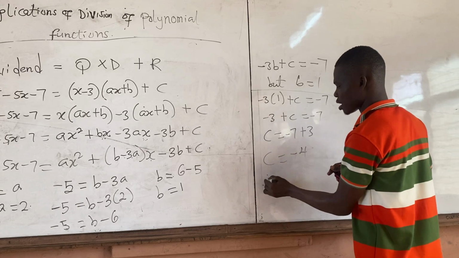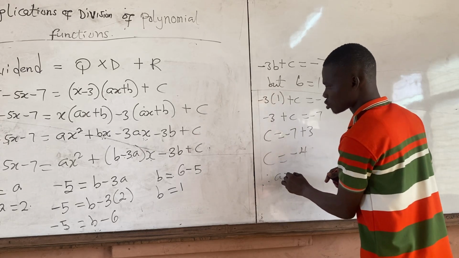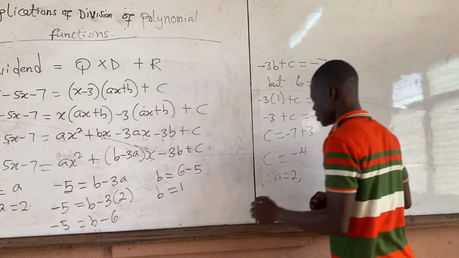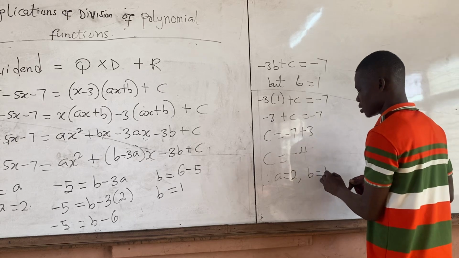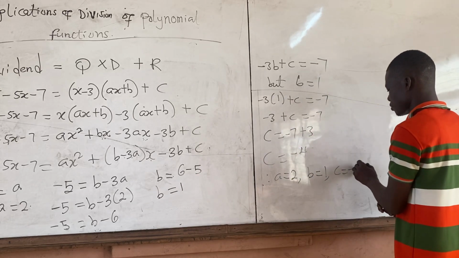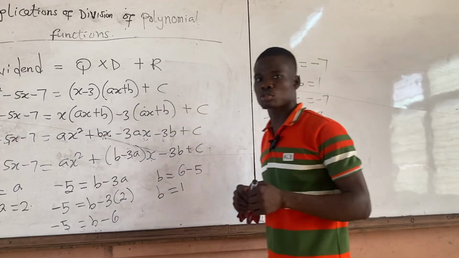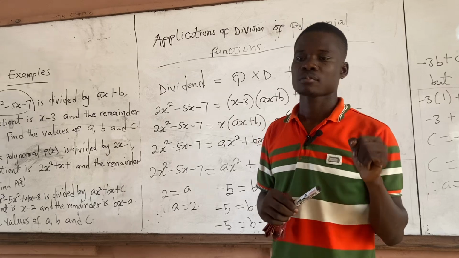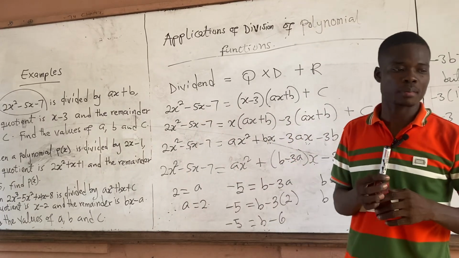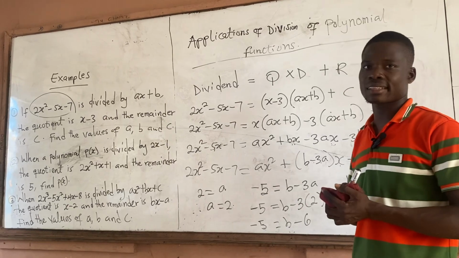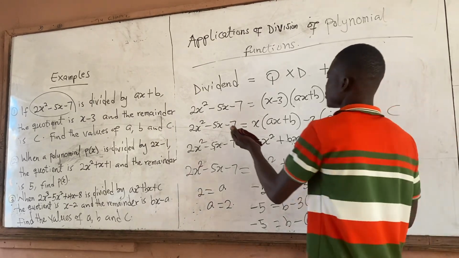Minus 7 plus 3 is equal to minus 4. So therefore, a is equal to 2 from this side, b is equal to 1 from this side, and finally, our c is negative 4. This is how to solve the first problem. So now, let's move on to look at how to solve the second problem.